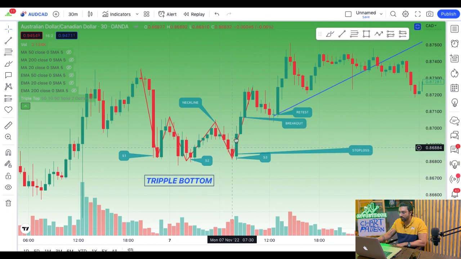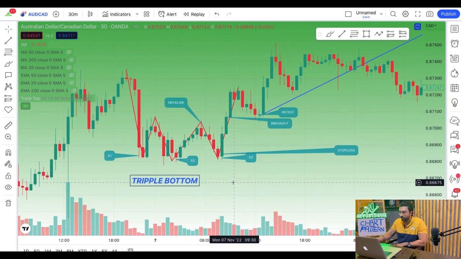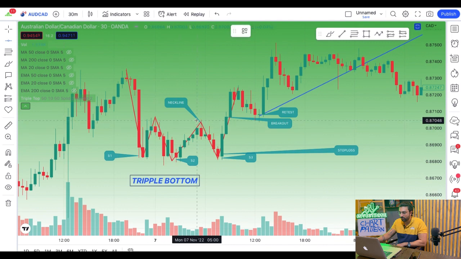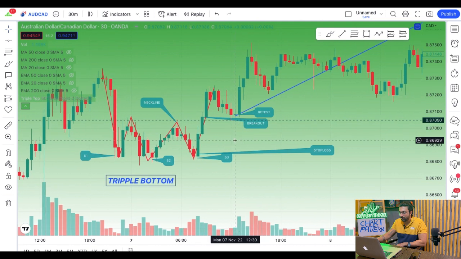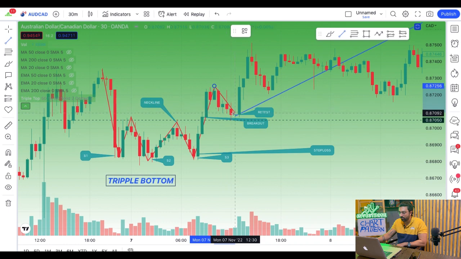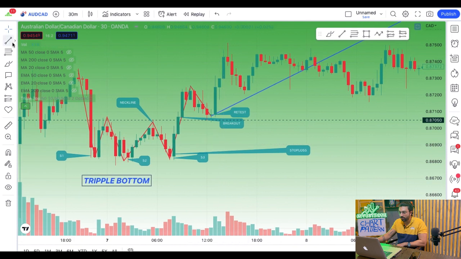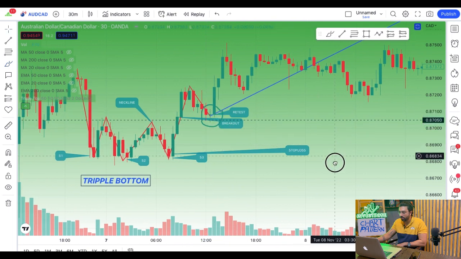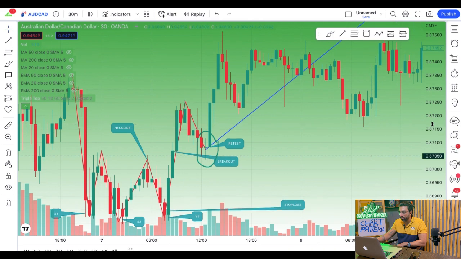The market was in a downtrend, and after making three bottoms, the market goes up again and breaks the neckline. That was the neckline. I can mention it for you. The market breaks through the neckline, and you can see the market comes back again and retests the neckline. And once the retest was successful, that was your entry point. Here you need to take your entry. So once you take your entry, then you can put your stop loss and your take profit.